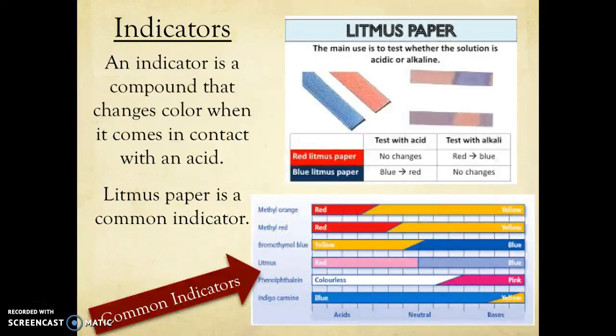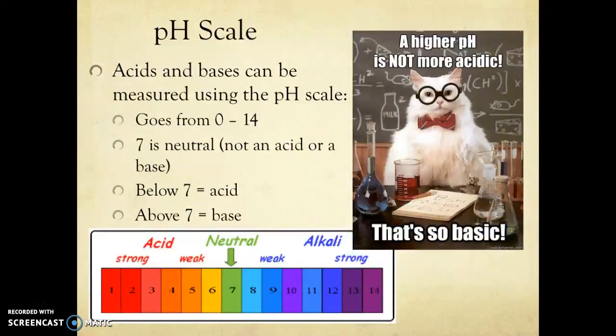So indicators, which I just mentioned a moment ago. An indicator is some sort of compound that will change color when it comes into contact with an acid. Litmus paper is a common indicator, and there are some chemicals that are as well. The pH scale deals with acids and bases. You can measure acids and bases using the pH scale, which goes from 0 to 14. 7 is right in the middle, and it is neutral. It's not an acid, it's not a base. Anything below 7 is an acid, anything above is a base.